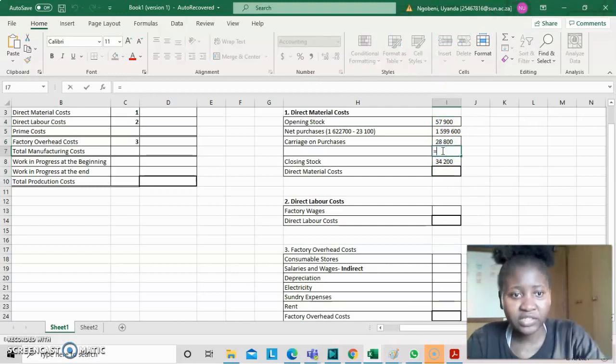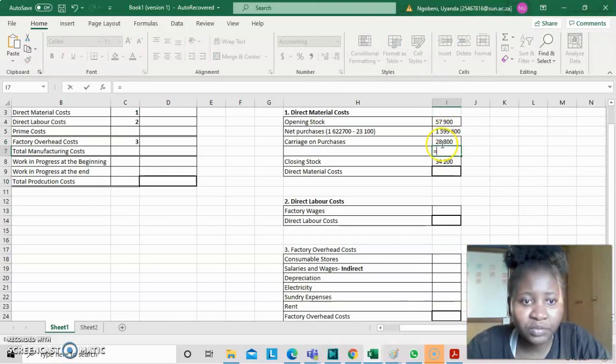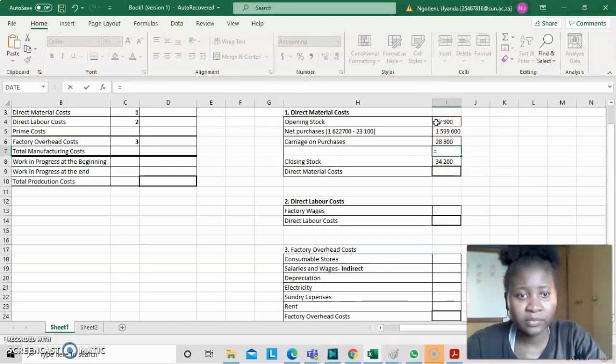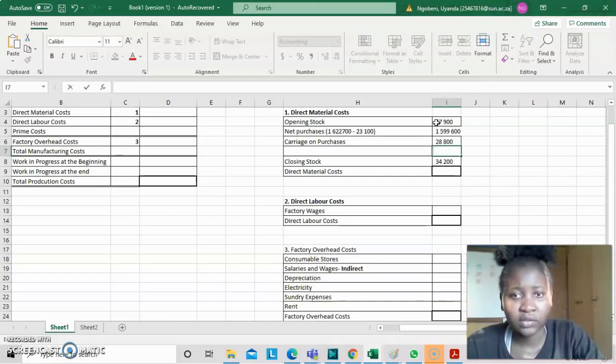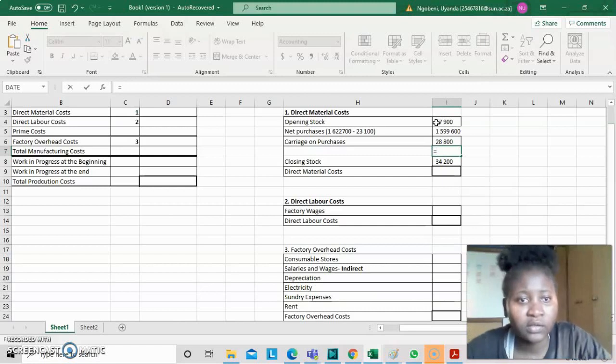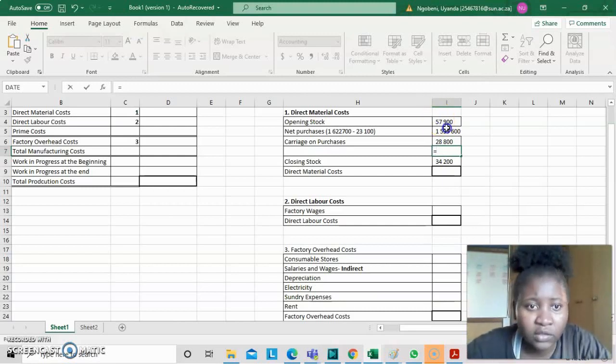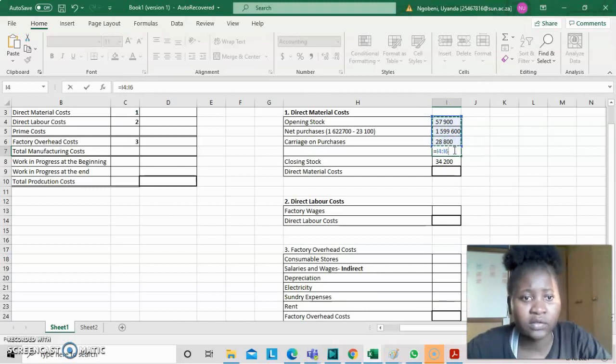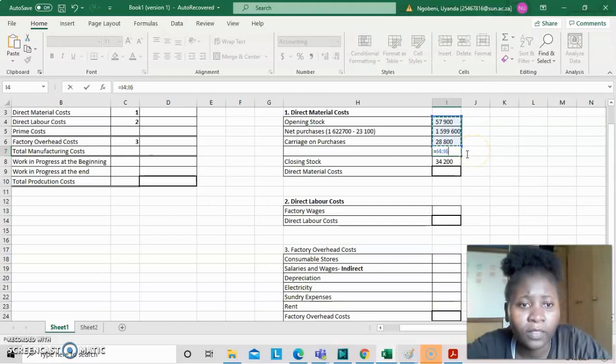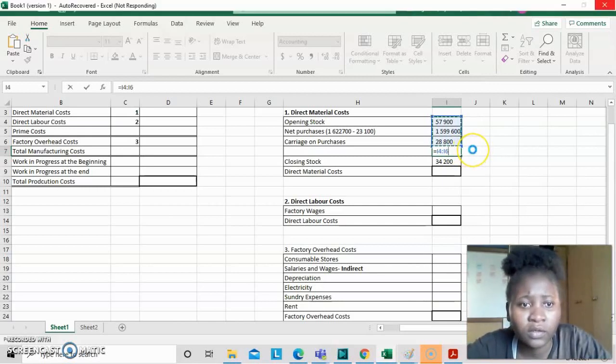So my total here should be the sum. Oh my God.